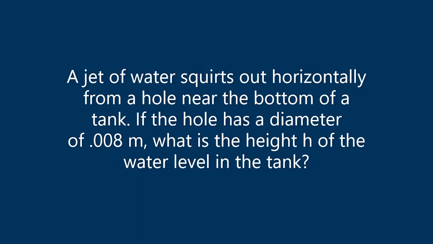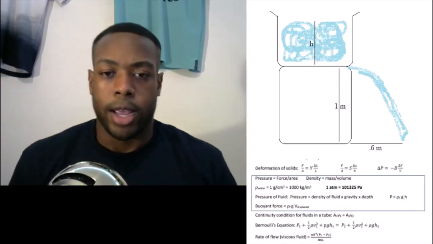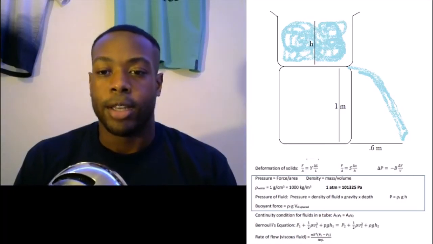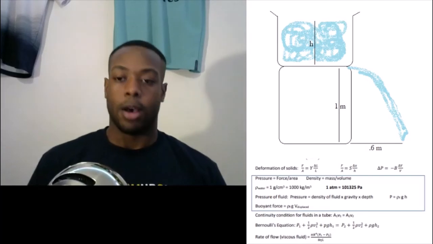A jet of water squirts out horizontally from a hole near the bottom of the tank. If the hole has a diameter of 0.008 meters, what is the height of the water level in the tank? Alright, this is another really good one. It's going to use Bernoulli's equation again. You guys should be able to do this by yourself, so I'm just going to walk you through it.